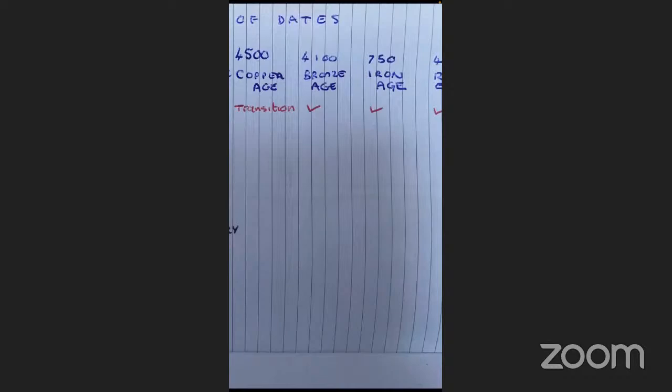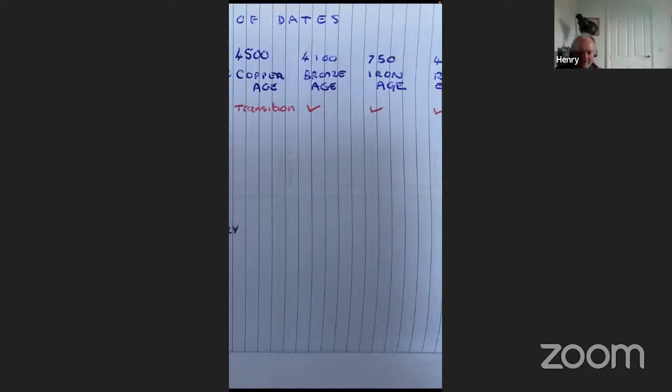But then what you do find is that you've got the Iron Age. 750. What's wrong with that? Henry, what's wrong with 750? It's obvious, Henry. It should be 2,750. Yeah, it doesn't go back far enough.